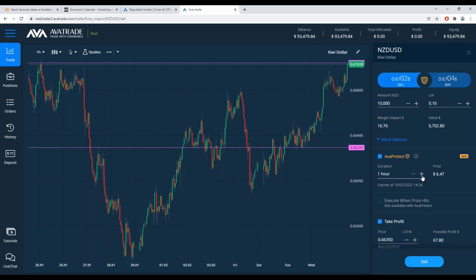AvaProtect. Let's go 2 days protection to get us through the weekend to the 14th. That's 2 business days, right? That's why it goes all the way to the 14th, because Saturday, Sunday doesn't count as days in this protection. So 2 days protection gets us to 1700 on the 14th.